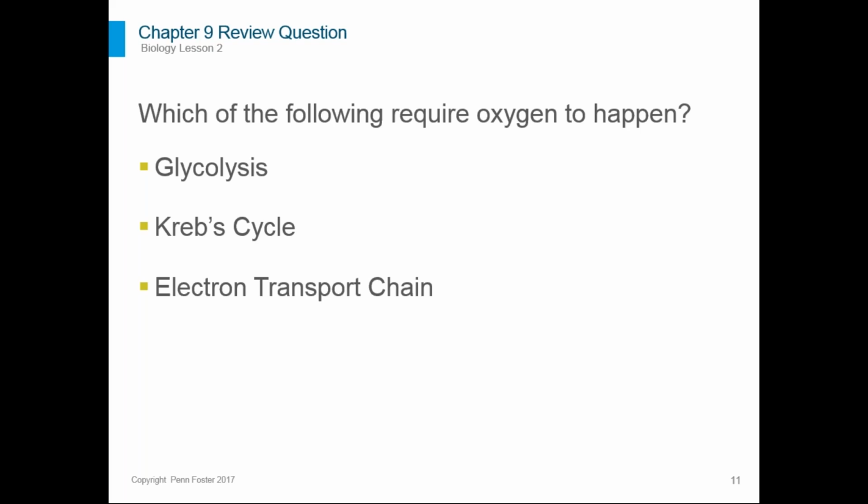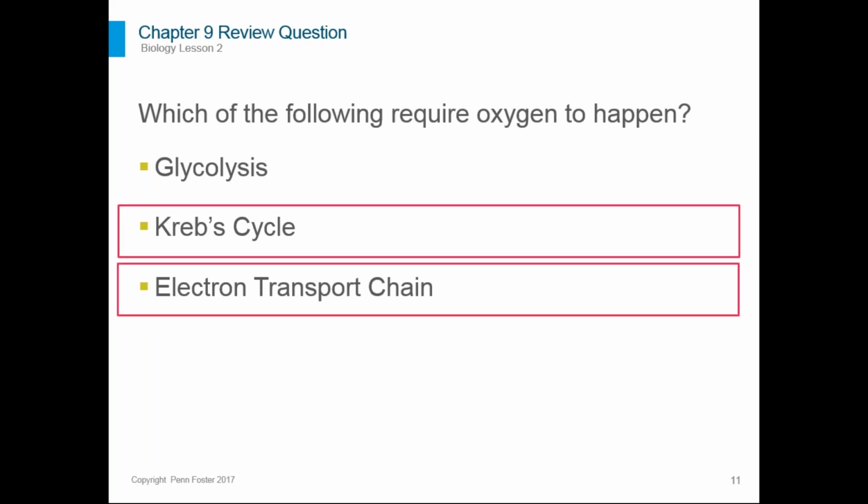Okay, so requiring oxygen. We learned on the last slide that glycolysis does not. Glycolysis is anaerobic. It does not require oxygen. But the other two, Krebs cycle and the electron transport chain, they are aerobic processes. They do require oxygen. So let's look at them in some more depth.